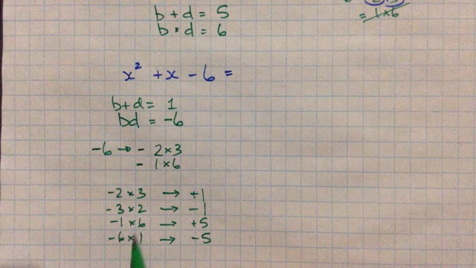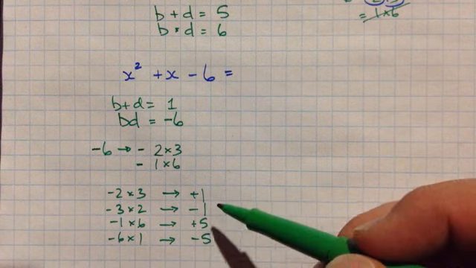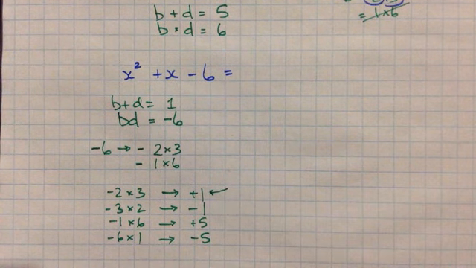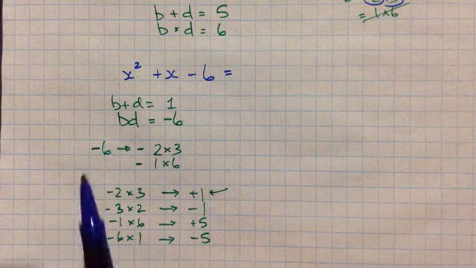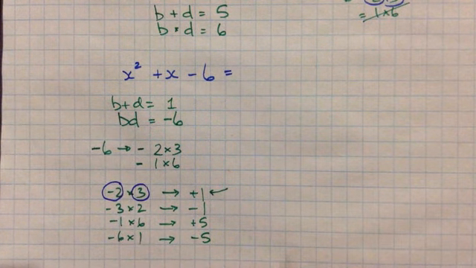I'm not multiplying those, maybe that looks unclear. I'm just adding those together to see if they're going to give me the thing that I want. And I can see that this one right here, that's a positive 1. That's the thing that I want. So my numbers then are negative 2 and positive 3.